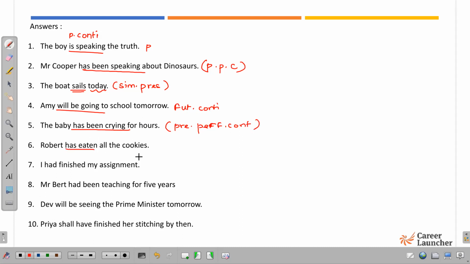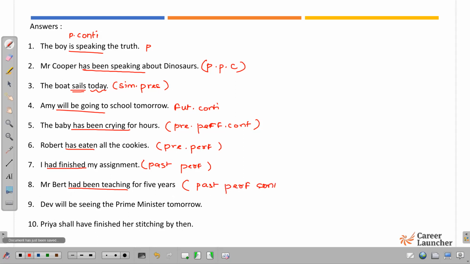Robert has eaten all the cookies. So present perfect. I had finished, past perfect. Had been teaching, definitely past, definitely perfect, and then definitely continuous. Okay, they will be seeing, future continuous. We shall have finished, and future perfect.